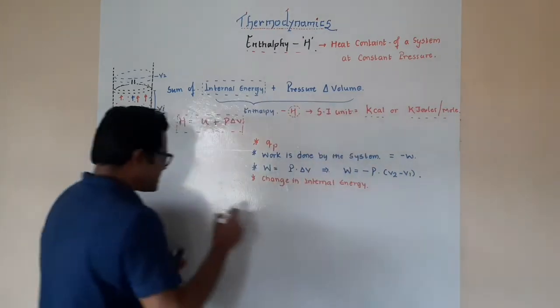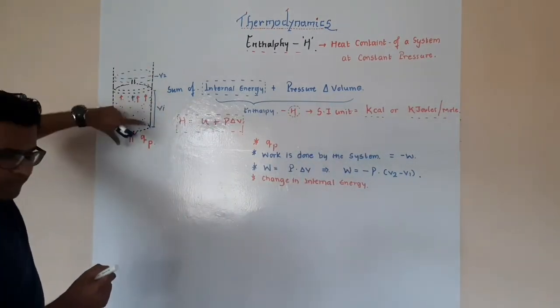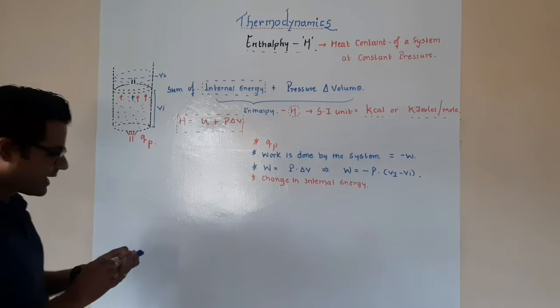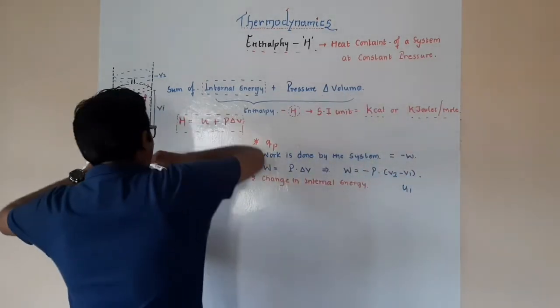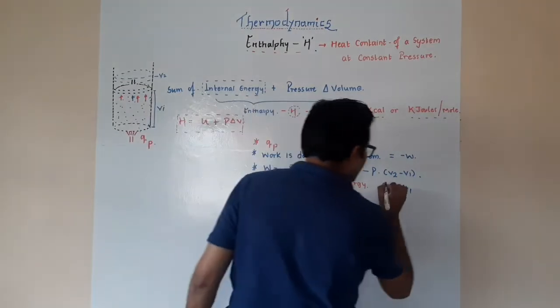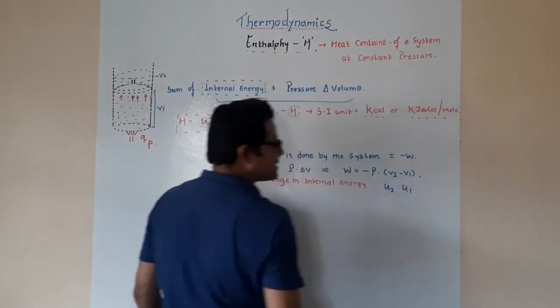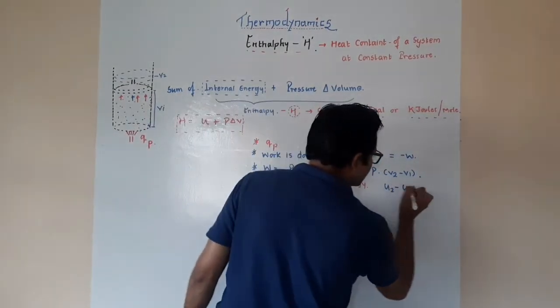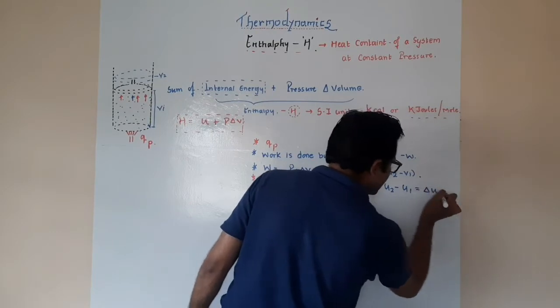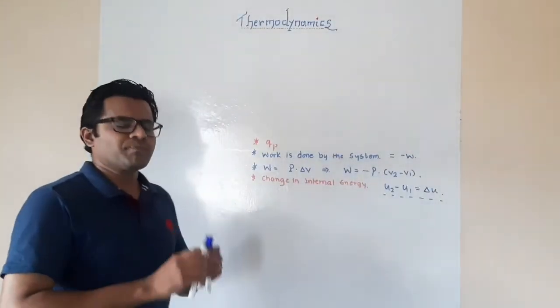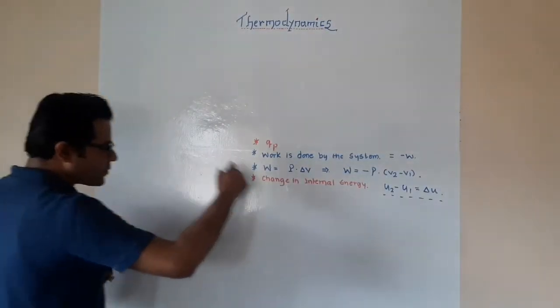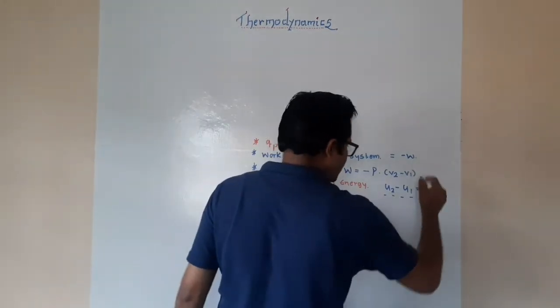Okay, now let's consider this. At the starting, whatever the internal energy that we had was, let's say, U1. And after this particular work is done, let's say U2 is the internal energy. So change in internal energy is nothing more than delta U, that is U2 minus U1. Is it correct?